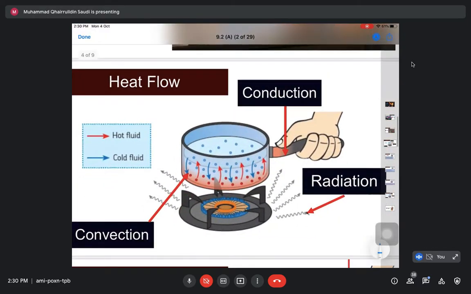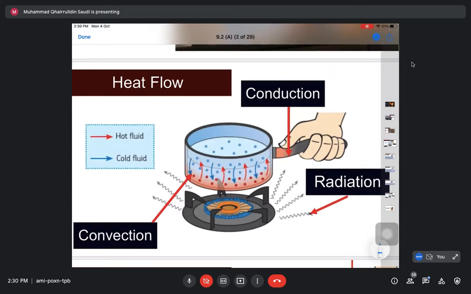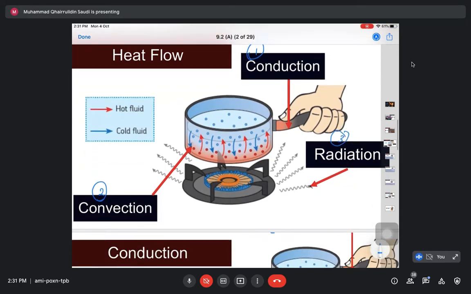So how does heat flow? There are 3 ways. First, we call it conduction. Second, through convection. While third is through radiation. Okay, we will go through these 3 methods one by one. You have to know the differences as well. First, let us see conduction.